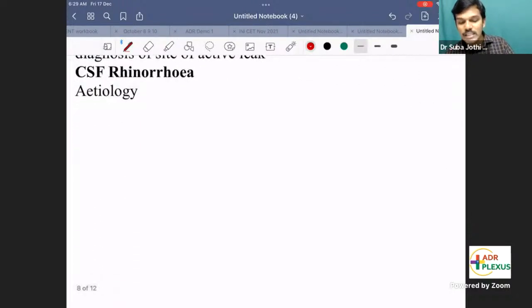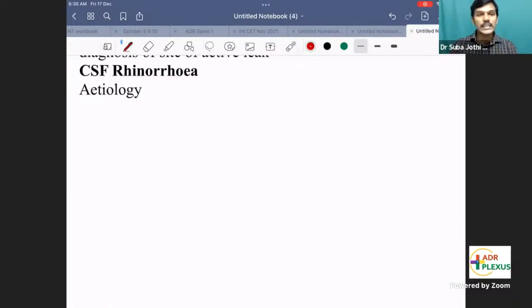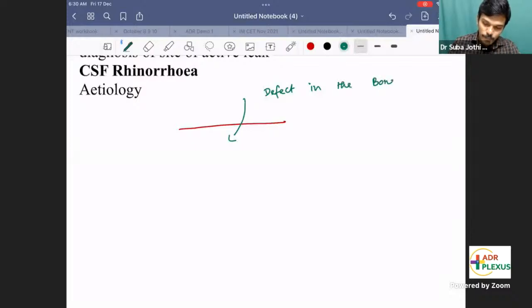So I'll start with CSF Rhinorrhoea. Some of you are answering, so I'll tell the answer at the end. So we'll start with CSF Rhinorrhoea. CSF Rhinorrhoea is nothing but leakage of CSF fluid through a defect. Just look at this defect in the bone. Is this enough? Only a defect in the bone is not enough.